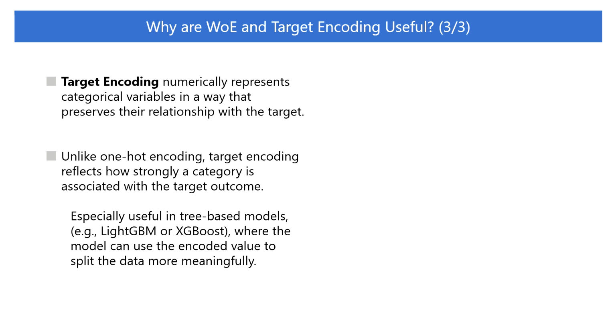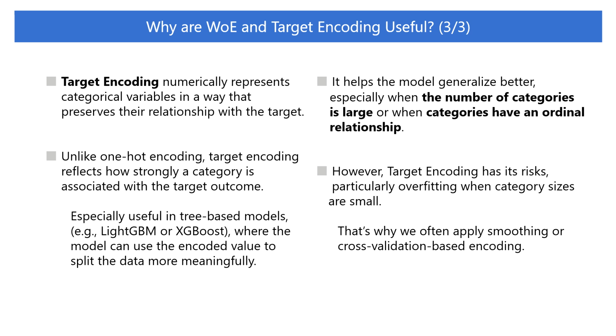Unlike one-hot encoding, which treats all categories as equally unrelated, target encoding reflects how strongly a category is associated with the target outcome. This becomes especially useful in tree-based models such as LightGBM or XGBoost, where the model can use the encoded value to split the data more meaningfully. It helps the model generalize better, especially when the number of categories is large or when categories have an ordinal relationship.